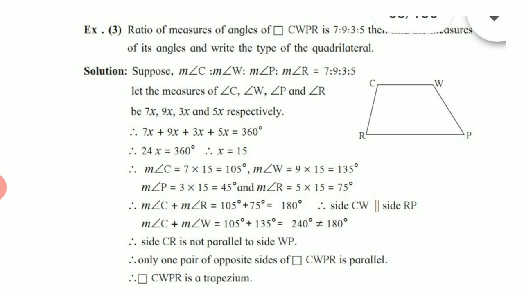That means side CW is parallel to side RP. Measure of angle C plus measure of angle W is equal to 105 plus 135, which is equal to 240, not equal to 180. Side CR is not parallel to side WP. Only one pair of opposite sides of rectangle CWPR is parallel. Therefore, rectangle CWPR is a trapezium.